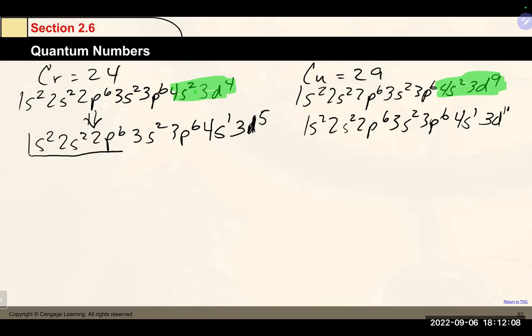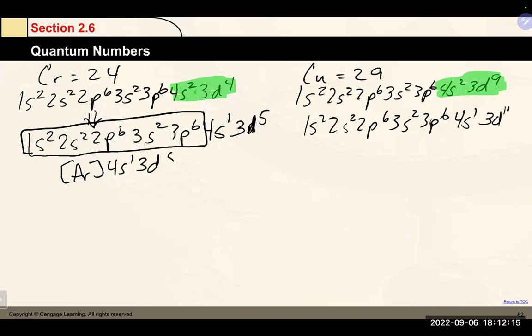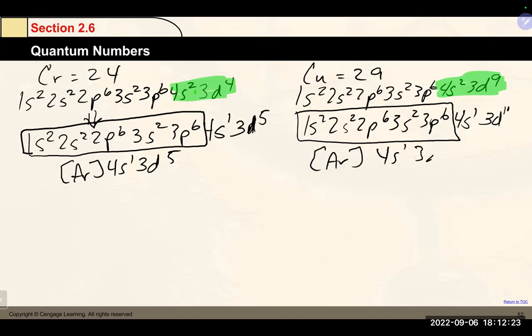Obviously, you could do your shorthand on that as well. Argon, 4s1, 3d5. Same thing here: Argon, 4s1, 3d10. So those are two common exceptions that you should know. We're going to see a slide, I think, in a bit. But if you look on the periodic table below chromium and below copper, there are a lot of exceptions like that in there. Like silver, for example, also has a similar exception.